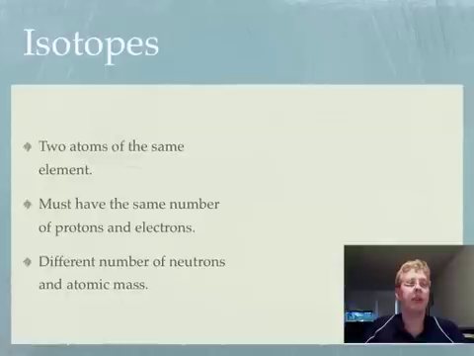Now that we've discussed what isotopes are used for, what exactly is an isotope? Isotopes are two atoms of the same element. They have to have the same number of protons and electrons. The atomic number is what determines what element an atom is. So if you have a different number of protons, you're not dealing with isotopes, you're dealing with two different elements. What is different between isotopes of an element is that they differ in the number of neutrons and the atomic mass.